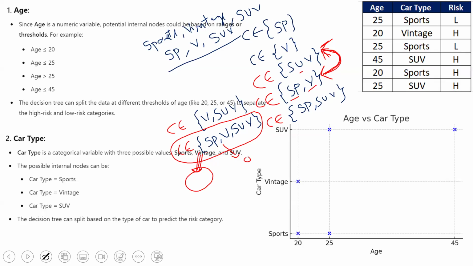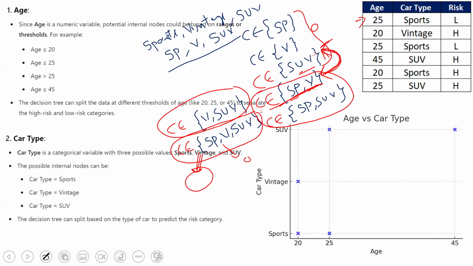Now talk about this. Instead of saying C belongs to sports or vintage, you can say C belongs to SUV, right? Because if you use this condition, the same will be covered here as well. So let's take this particular diagram. How do I explain this? C belongs to sports and vintage is what we are saying. So we don't really need these three combinations. The reason being, these three combinations have covered all the values. That's what I mean to say.